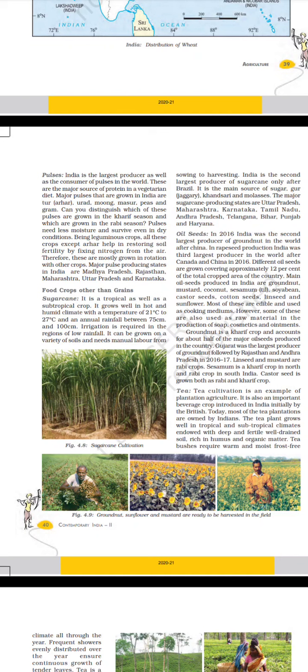However, some of these are also used as raw material in the production of soap, cosmetics, and ointments. Groundnut is a kharif crop and accounts for about half of the major oilseeds produced in the country. Gujarat was the largest producer of groundnut, followed by Rajasthan and Tamil Nadu in 2015-16. Linseed and mustard are rabi crops. Sesame is a kharif crop in north and rabi crop in south India. Castor seed is grown both as rabi and kharif crop.